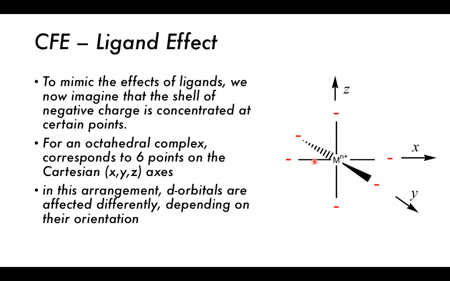So in this arrangement, d orbitals are affected differently depending on their orientation. You can see that, for example, the dz squared orbital, which would lie along this axis, is going to overlap with these ligands here and here. Any orbital like the x squared minus y squared is going to overlap here and here, here and here, along the x and the y axes. The xy orbital will also lie here, here, here, and here, in between the x and the y axes, which will also have a somewhat significant overlap with ligands along those axes.